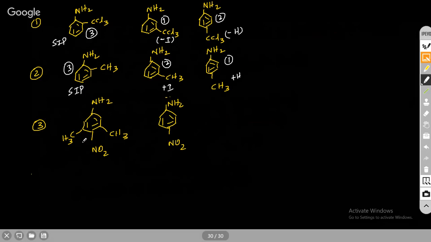Okay, what about the last one? Again, you see we have hindrance here. Because of hindrance, the plane of NO2 will change, and in this case minus M is not possible. But here minus M is possible, hence the basicity of this will be more. Got it? Is it clear? Tell me.